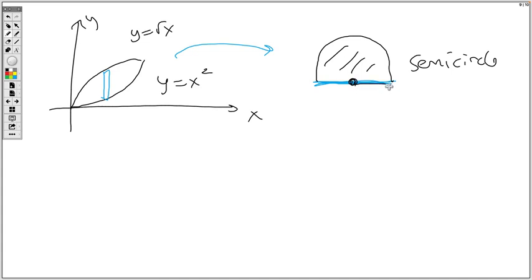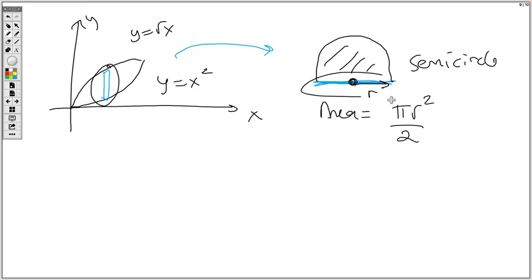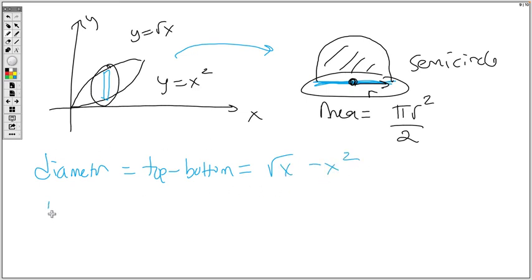You follow? Now, how do I get the area of a semicircle? It's usually phrased in terms of the what? Radius, right? So the area of an entire circle is pi times the radius squared. A semicircle is pi times the radius squared over what? 2. So I need the radius here. You with me or not, folks? So how do I get the radius? Well, the radius is going to be half the diameter. So the diameter of this semicircle is going to be the top minus the bottom. That's root x minus x squared. So the radius is going to be half of that.